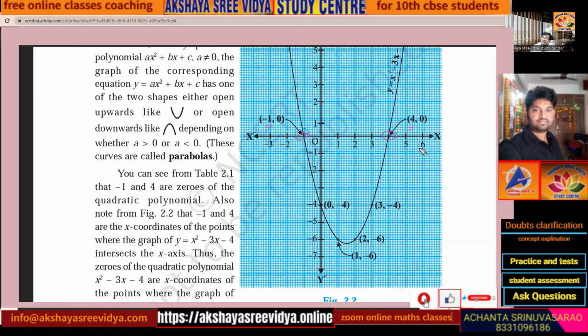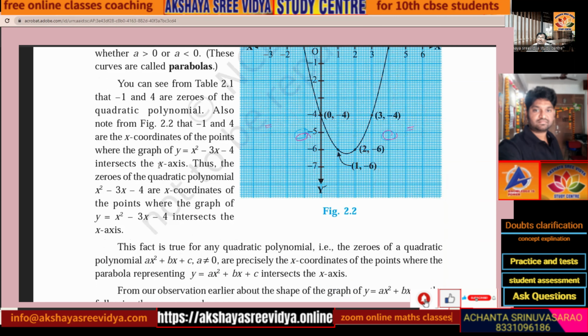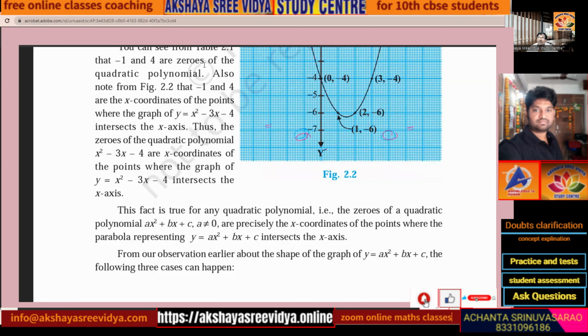But clearly this is a parabola. You can see that -1 and 4 are zeros of the quadratic polynomial. Also note that in figure 2.2, -1 and 4 are zeros of the quadratic polynomial. Also -1 and 4 are the x coordinates of the points where the graph of y is equal to x square minus 3x minus 4 intersects the x-axis.